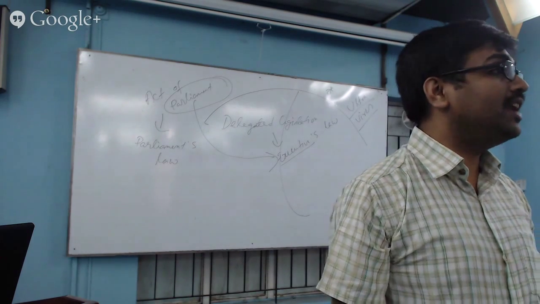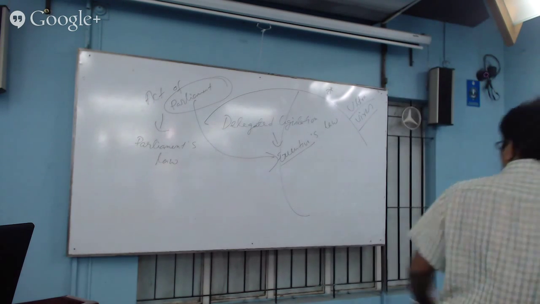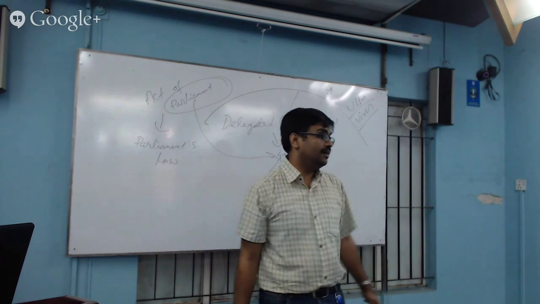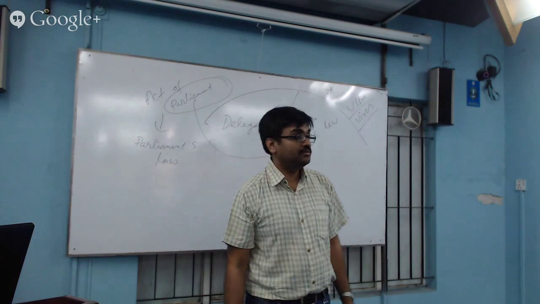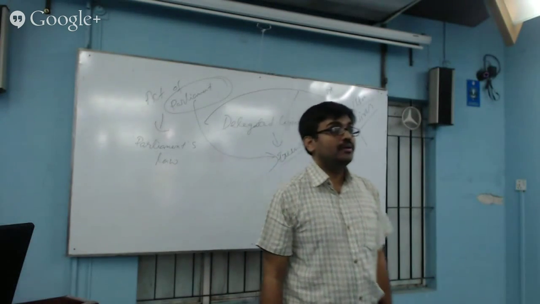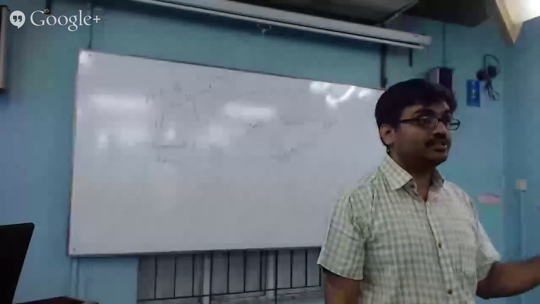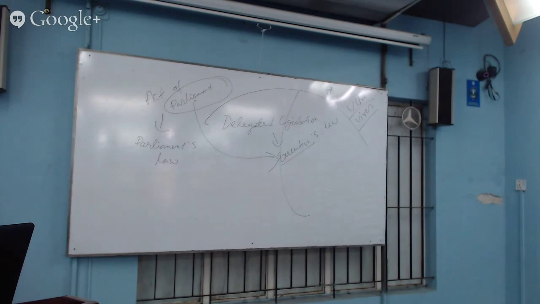What is delegated legislation and what is an act of Parliament? Prime Minister, ministers, civil service, they are the executive body. All right. Everyone clear on these questions? So you can mark your answers.